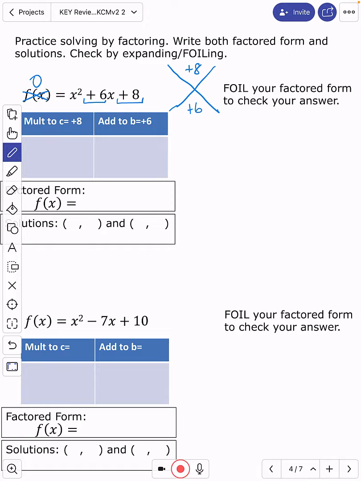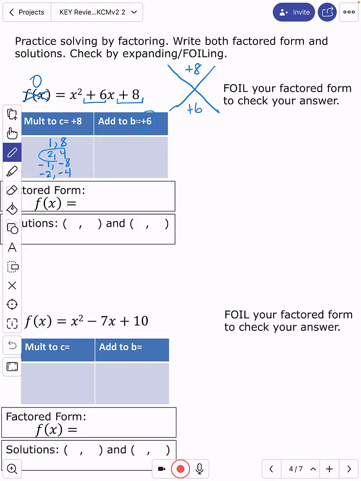So one way we can multiply to be plus 8 is we have 1 times 8, and we have 2 times 4. We also have minus 1 times minus 8, and minus 2 times minus 4. We're often going to need to know or use the fact that minus 1 times minus 8 is also a way to multiply to be plus 8. In this case, though, we need to add to be plus 6.